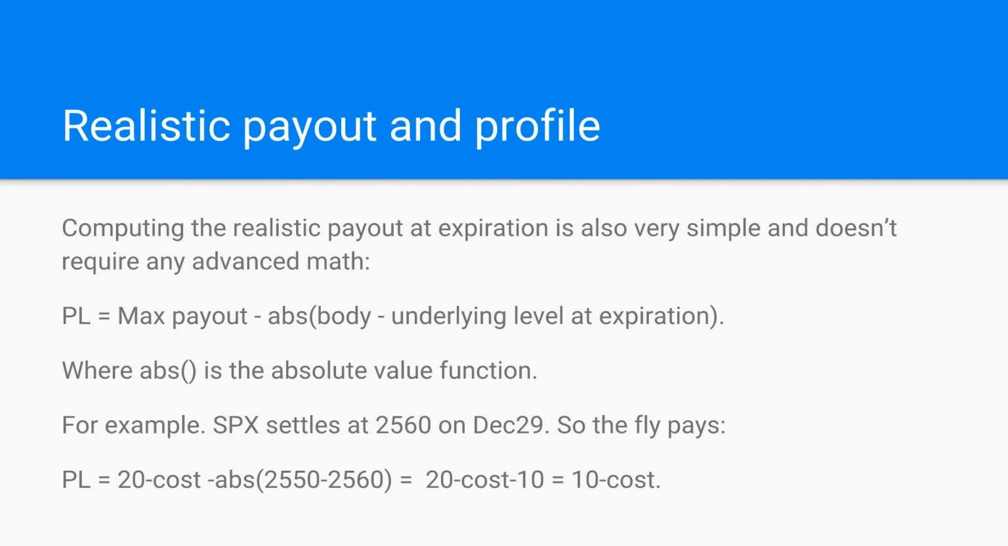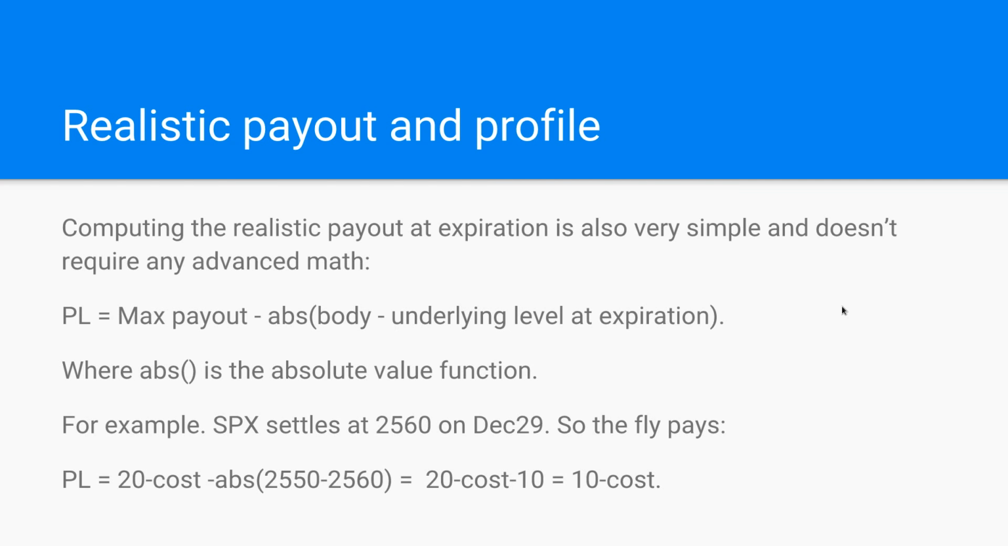Let's compute a more realistic payout and try to guess the profile of the profit and loss chart. So again, the realistic payout of a butterfly is also very simple. It doesn't require any advanced mathematics. You just take the max payout you computed previously, and then you subtract this difference, the absolute value of the body minus the underlying level at expiration.